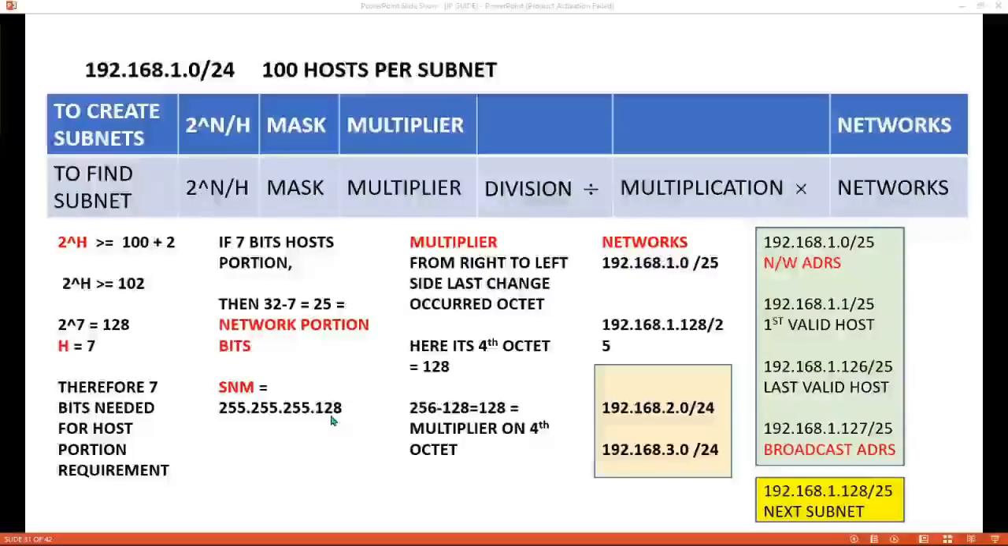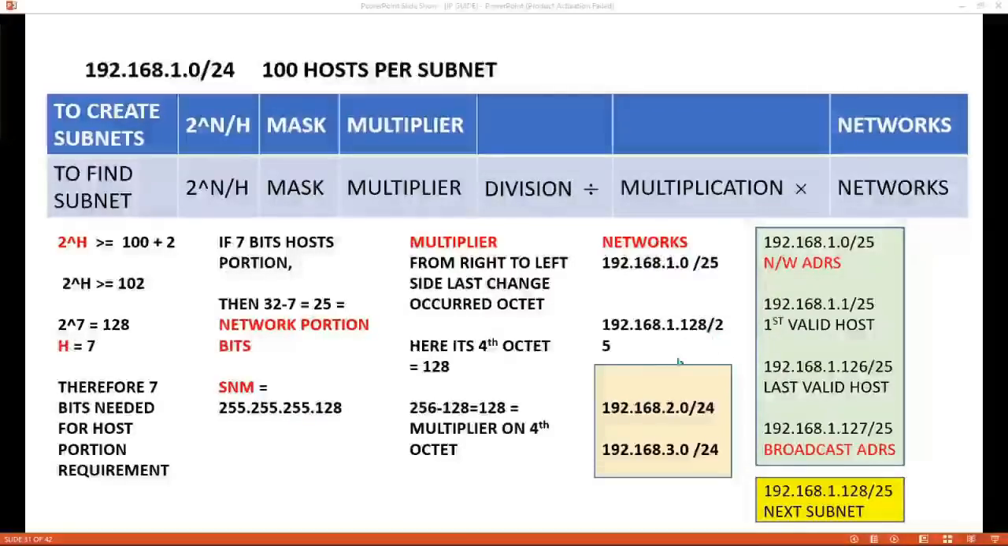Next, you can find the last changed octet is the 4th octet, which means 128 in the 4th octet. You can deduct this 128 from 256 in order to get the multiplier. So the multiplier on the 4th octet is 256 minus 128, which is 128. So you can write the networks as 192.168.1.0/25 after the subnetting. The next network is going to be increased by 128 in the 4th octet, which is 192.168.1.128/25 again. Note down that it represents /25 here.